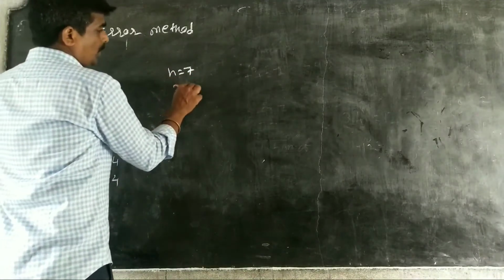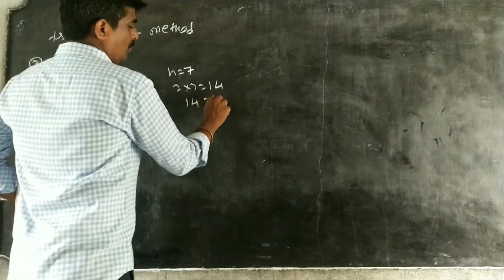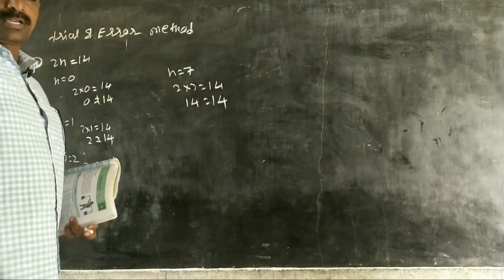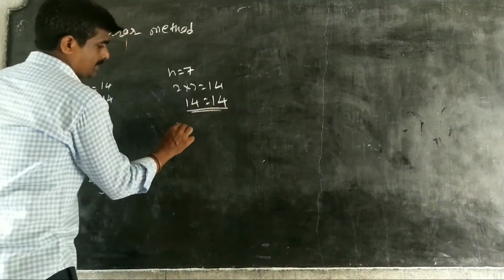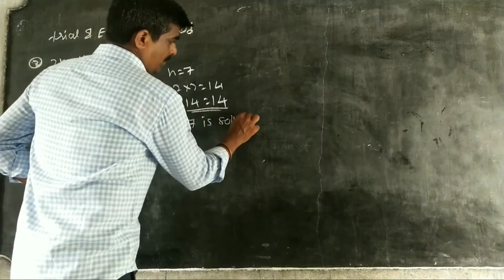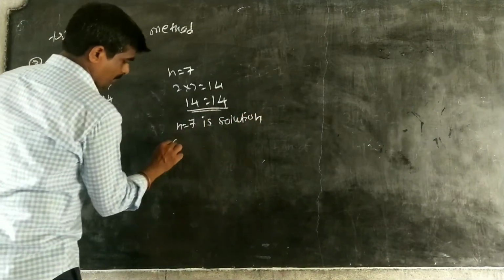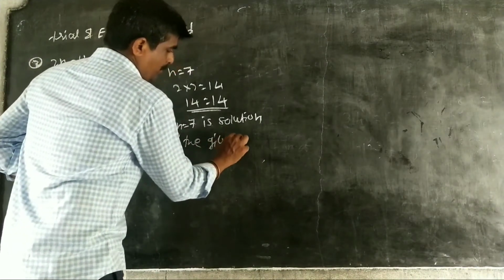So, 2 into 7 is equal to 14. 14 is equal to 14. Therefore, n is equal to 7 is the solution of the given simple equation.